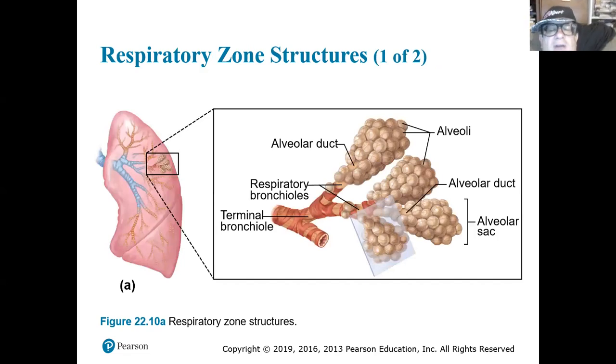So here is a lovely drawing. The individual alveoli that together make up the alveolar sac, and the alveolar sacs are attached to alveolar ducts, which are attached to respiratory bronchioles. What's the difference in this respiratory bronchiole right here and this terminal bronchiole right there? I mean, they're super close to each other. The difference is there are a couple alveoli on the respiratory bronchiole, so we're starting to do the gas exchange. All right.